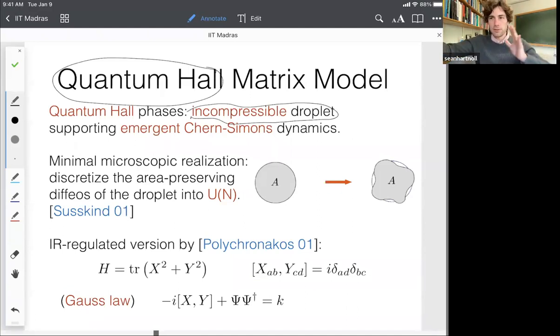You have some trap that's keeping the electrons in place, and then a huge magnetic field. They form a droplet, and this droplet is incompressible, meaning that if you poke it somewhere, it has to pop out somewhere else. In fact, Laughlin's Nobel Prize winning paper on the fractional quantum Hall effect has the word incompressible in the title. It's a very fundamental aspect of quantum Hall physics. Furthermore, these droplets are gapped, because it's incompressible, and the bulk is gapped. And it's described by a Chern-Simons theory. There's an emergent Chern-Simons theory in the bulk.